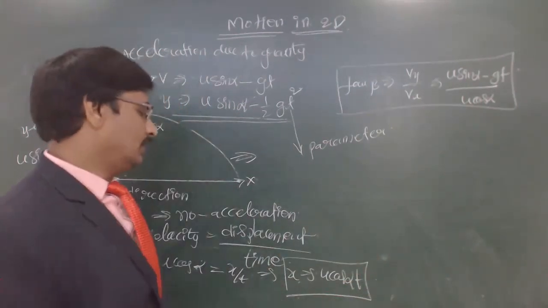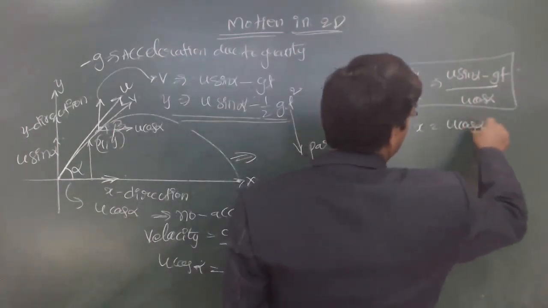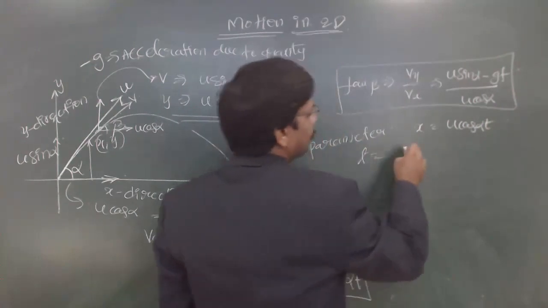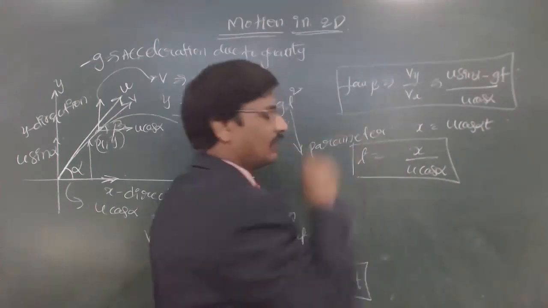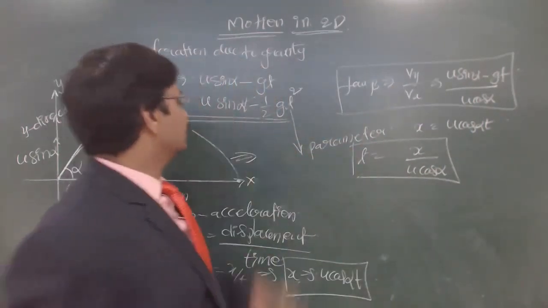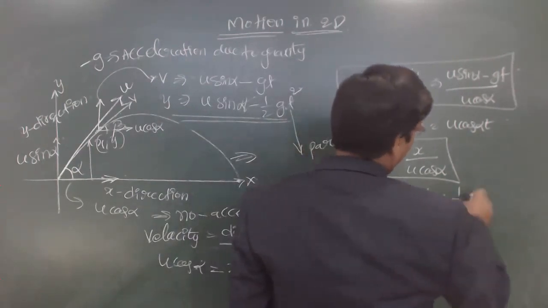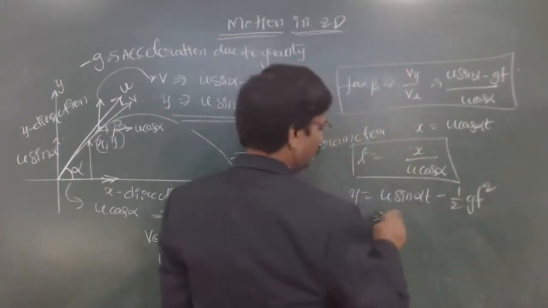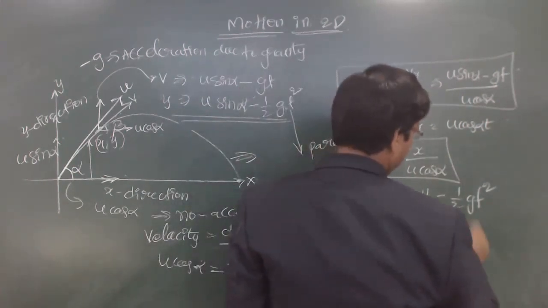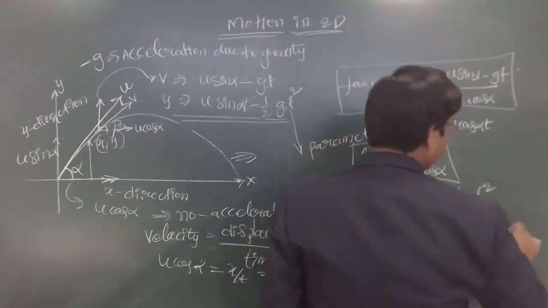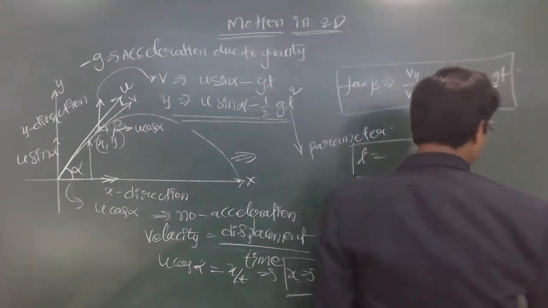So here x is equal to u cos alpha into t, I can express as t equal to x by u cos alpha. So this t value I have got. I wanted to eliminate this t by substituting in this. So y is equal to u sin alpha into t minus half g t square. And u sin alpha into t I can replace as x by cos alpha minus half g into x by u cos alpha whole square.